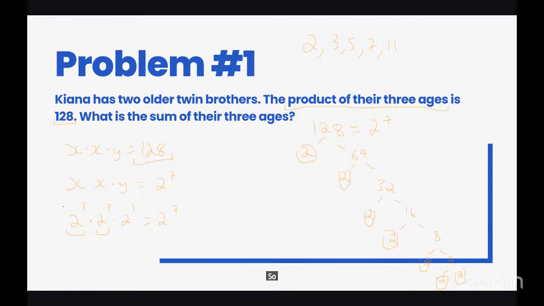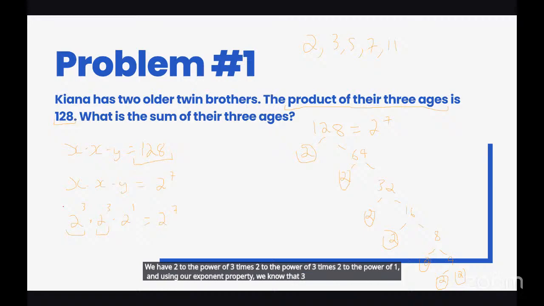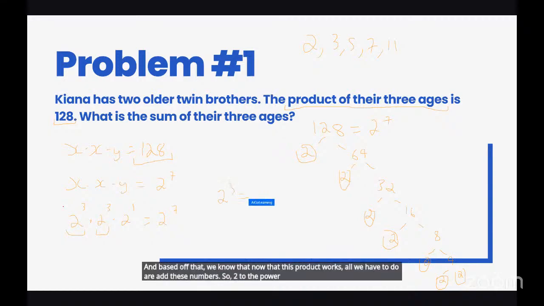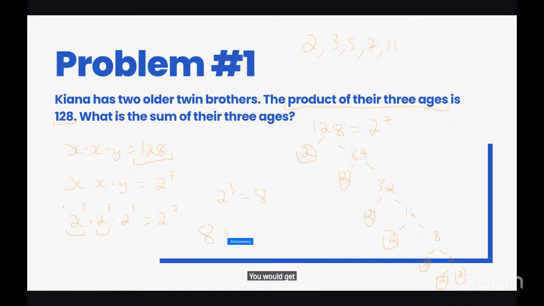So that means now that we have these two numbers set, we have 2 to the power of 3 times 2 to the power of 3 times 2 to the power of 1. And using our exponent property, we know that 3 plus 3 plus 1 would work out. Based off that, we know this product works, and all we have to do is add these numbers. So if 2 to the power of 3 equals 8, you would get 8 plus 8 plus 2, which equals 18. So the sum of the three ages would be 18.